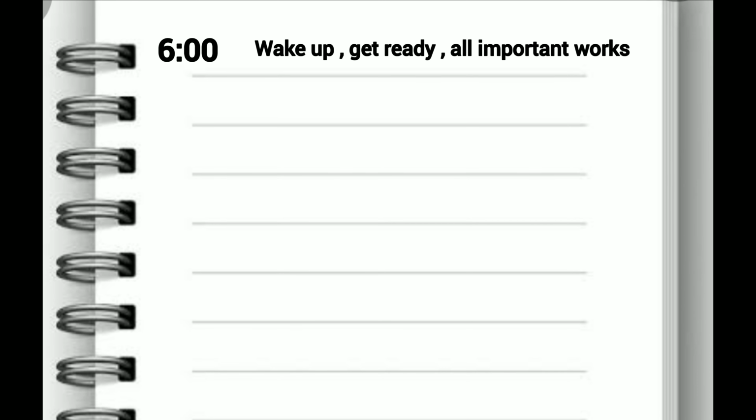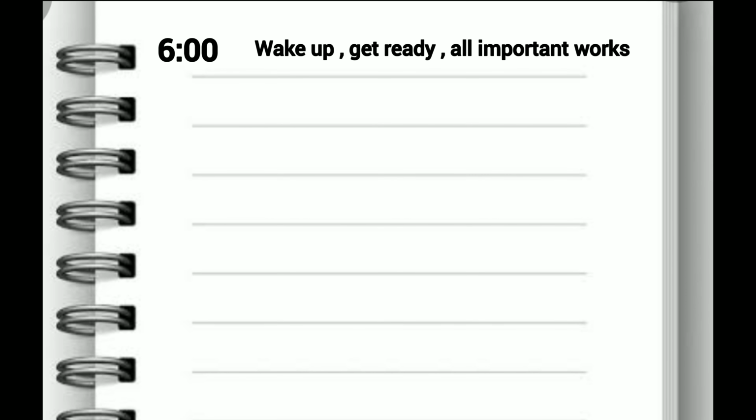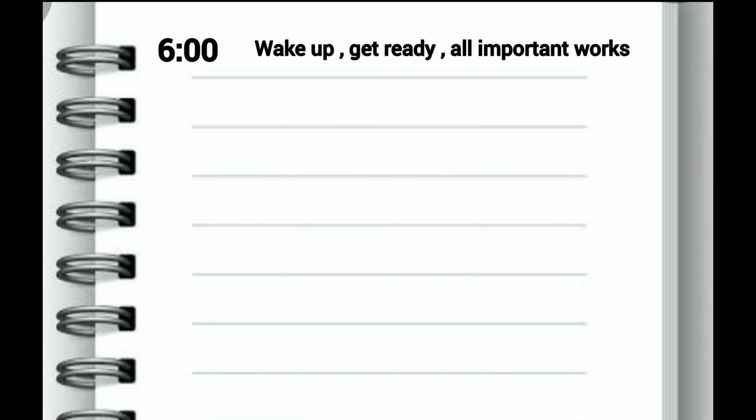Okay, so first of all, you need to set the alarm for 5 o'clock. Then after that, 5:30, then 5:40, then 5:50. Regularly, you will do like that. And after some time, you will have the habit to wake up at 6 o'clock. Okay, so this is really a good hack for waking up at 6 o'clock.